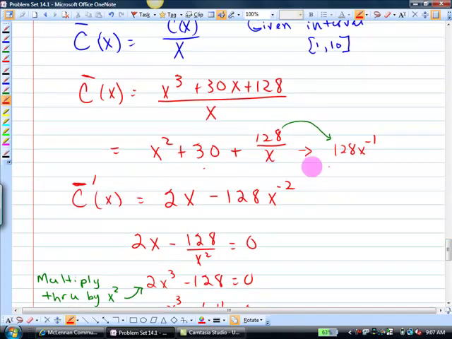Does that line make sense to everybody when you're simplifying? So here I'm taking the derivative of the average cost. So that becomes 2x, the 30 goes to 0, then I have -128x to the -2. So that's the easy way to do that, but then it's easier to solve it if you put it back in fraction form. So when I wrote it this way to set equal to 0, I rewrote that back to 128 over x squared.